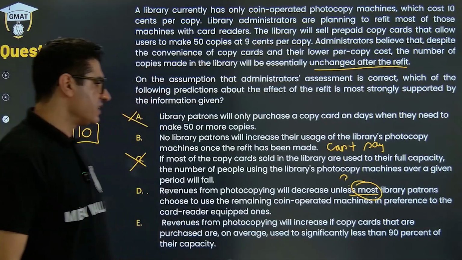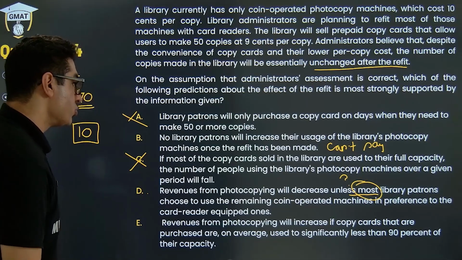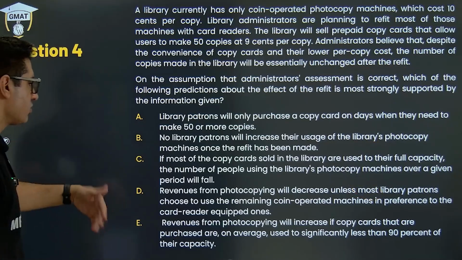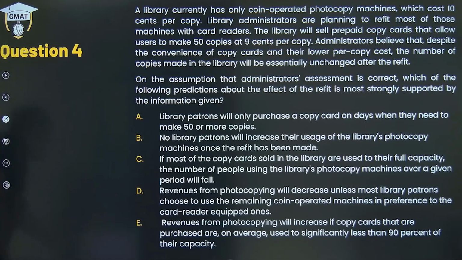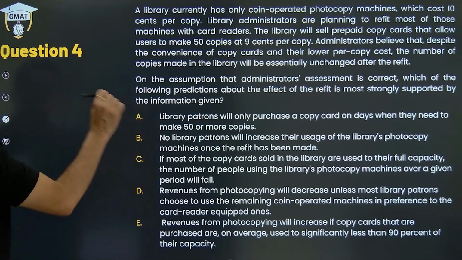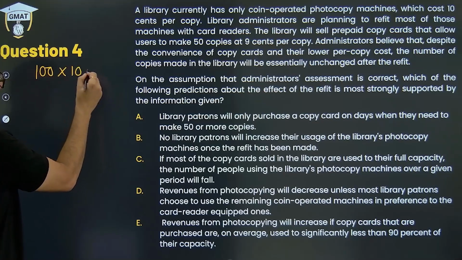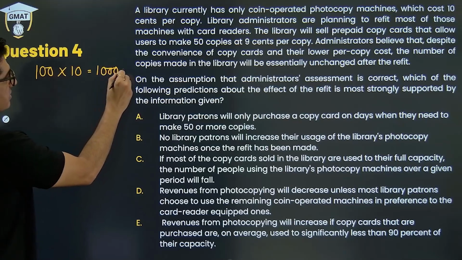Revenues from photocopying will increase if copy cards that are purchased are on average used to significantly less than 90% of their capacity. Okay, check करते हैं. Let us just put some data. So imagine कि हमारे पहले कितनी कॉपीज जनरेट किए जाते थे. How many copies were being made earlier? So let us say कि पहले 100 कॉपीज बनाए जाते थे. फॉर एवरी कॉपी यू पेड 10 सेंट्स. सो द टोटल एक्सपेंस और द टोटल रेवेन्यू वाज 1000 सेंट्स.